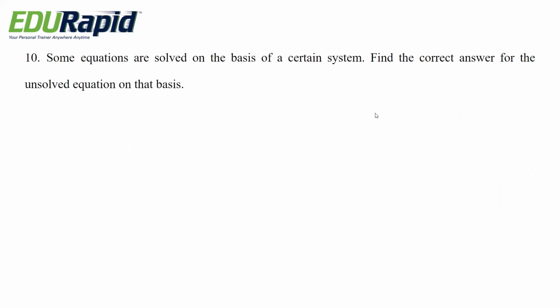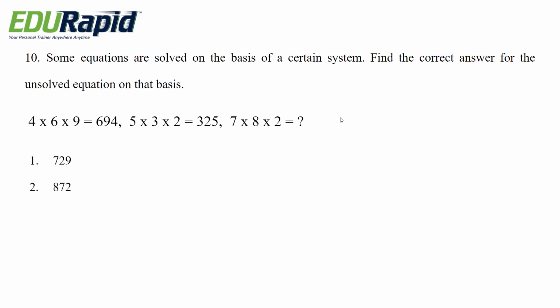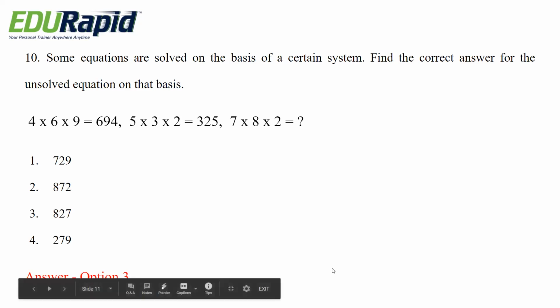Next question. Some questions are solved on the basis of a certain system. So find the correct answer for the unsolved question on that basis. So this is the pattern. 4 into 6 into 9 is written as 694. Also 5 into 3 into 2 is written as 325. So similarly, in the same way, 7 into 8 into 2 will be what? Options are 729, 872, 827, 279. So what is the right answer?